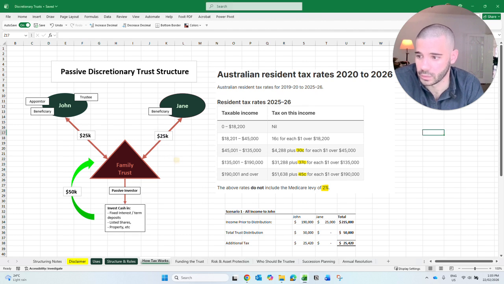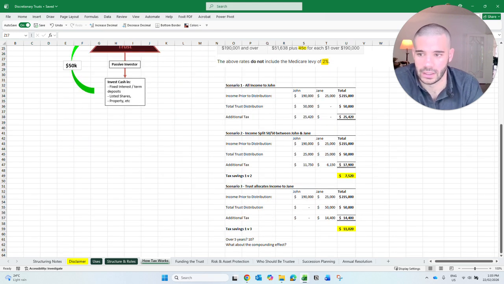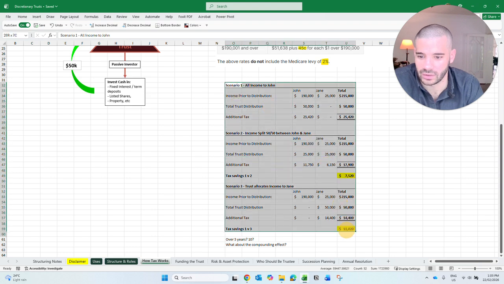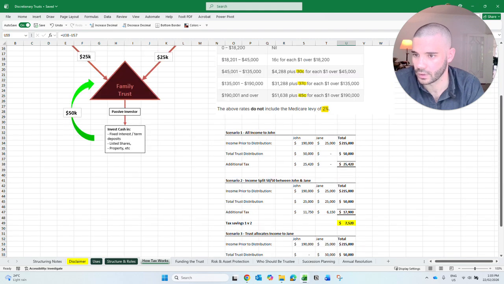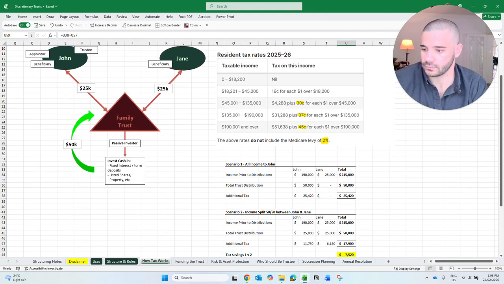Now, last video we went through a basic example of how tax works with trusts and how it flows through the trust to the beneficiaries. And we went through a basic example of comparing a few scenarios and saying, all right, the trust does save us some tax in this case.